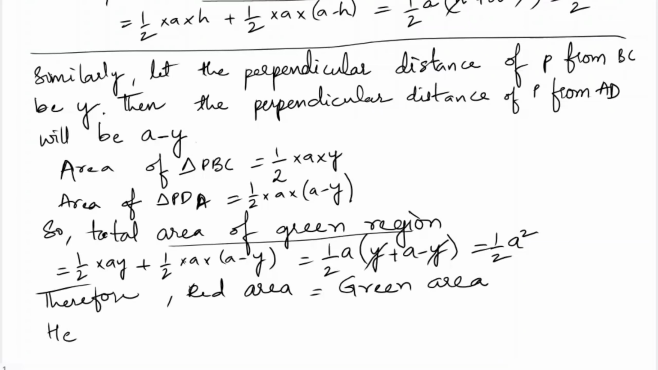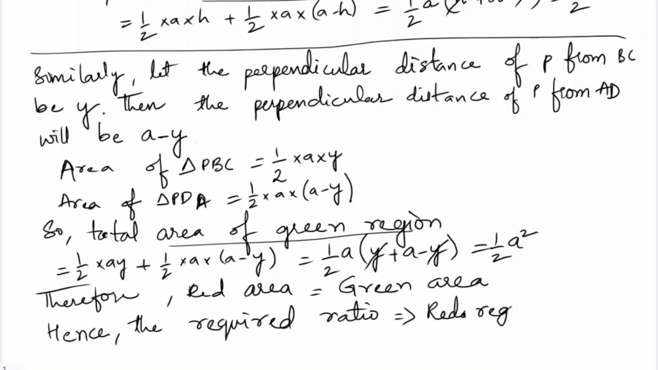Now we can write the ratio. Hence the required ratio is red region is to green region. Both are the same, so it will become 1:1.